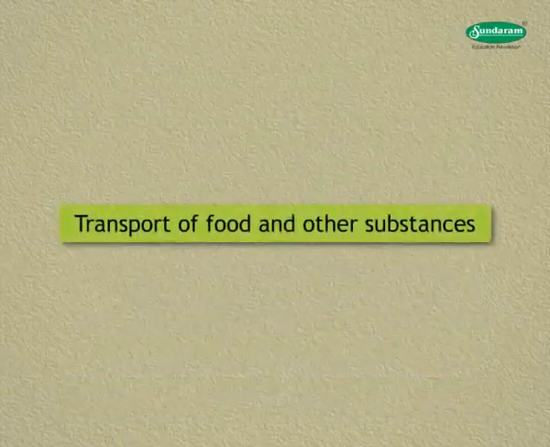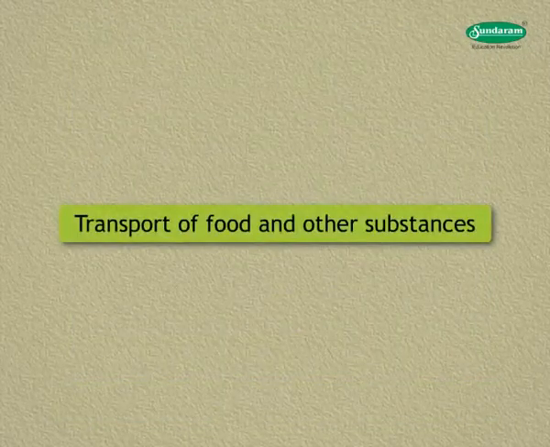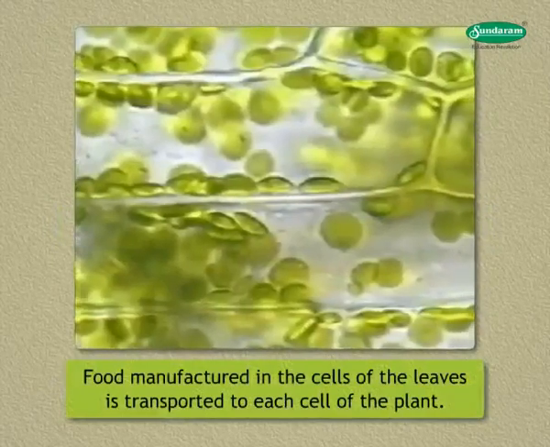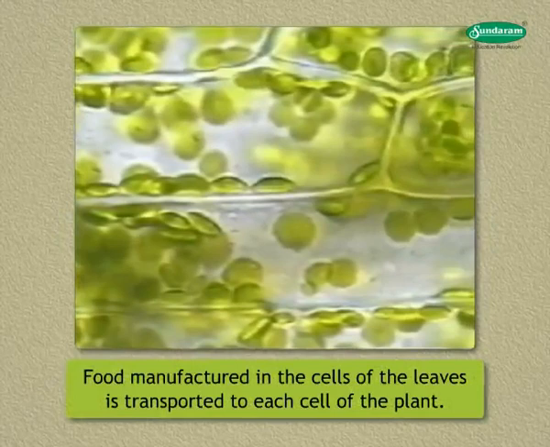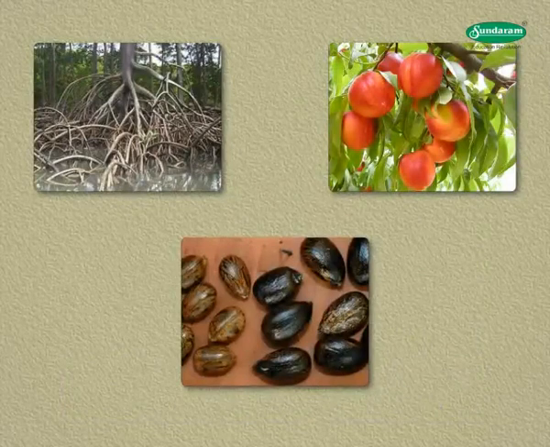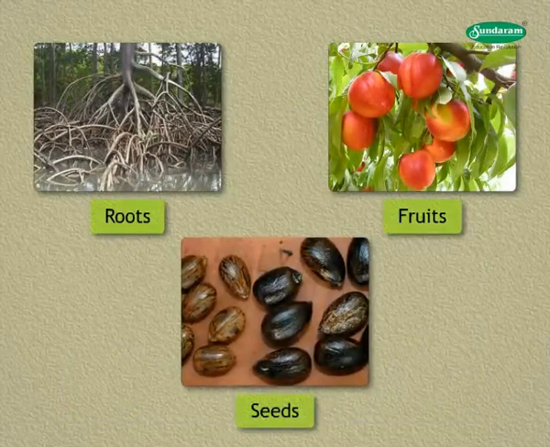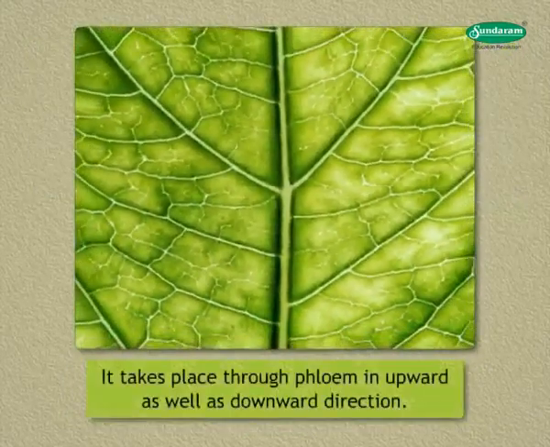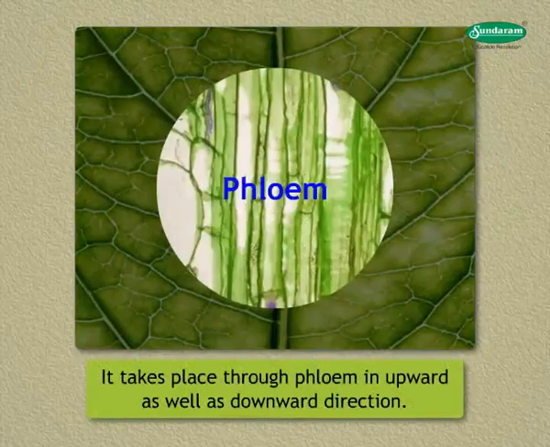Now let us study about transport of food and other substances. Food manufactured in the cells of the leaves is transported to each cell of the plant. Besides amino acids, excess food is taken to the storage organs like roots, fruits and seeds. This process is called translocation, and it takes place through phloem in upward as well as downward direction.